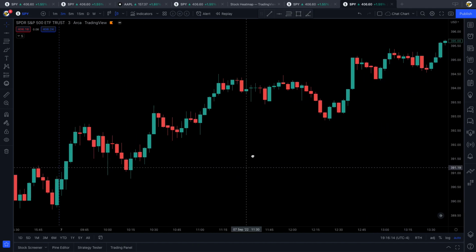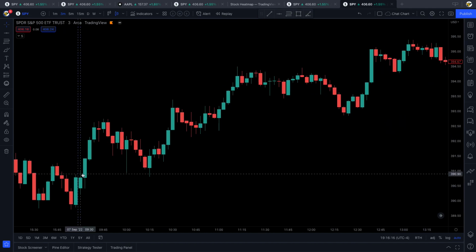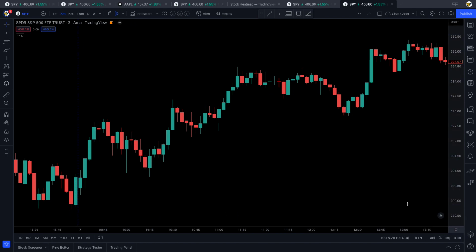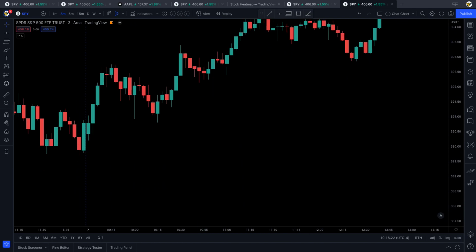If we go back and look at the previous day, same thing, but if you look at this one, here's where there's wicks on the upside and lower side.